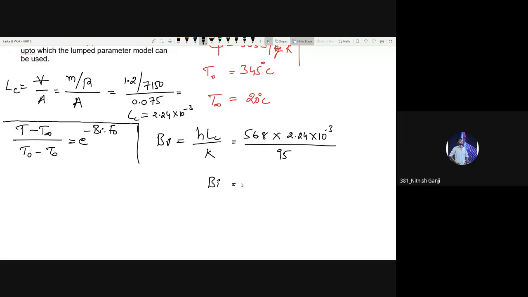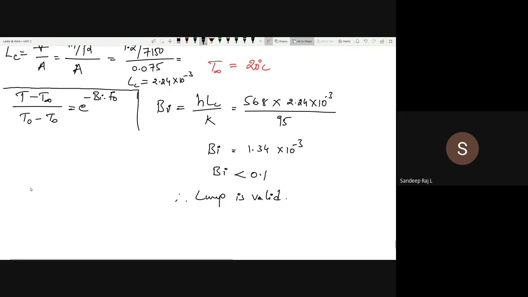1.34 into 10 to the power of minus 3. So the Biot number is less than 0.1. Therefore, the lumped parameter system is valid. Now that you know the Biot number value, you should also know the Fourier number value. The Fourier number is equal to alpha t by LC square. The time t is also given in this question, so you can simply substitute that here.